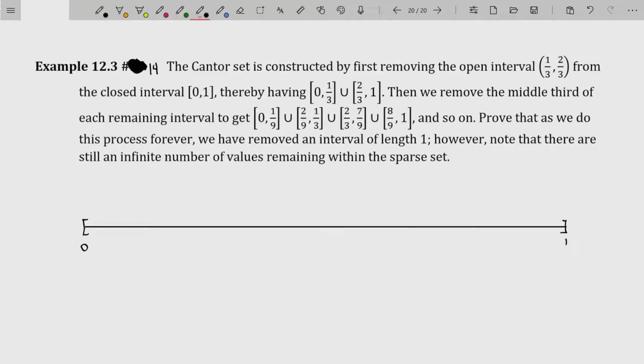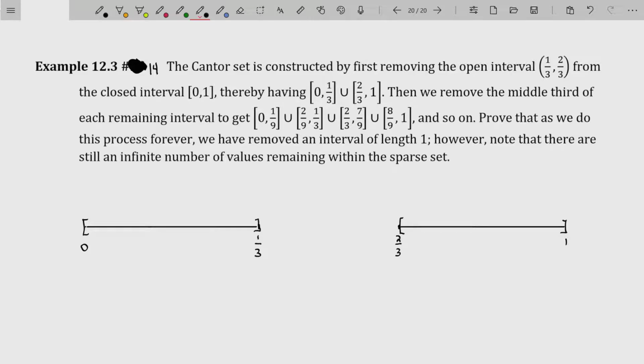So I'm going to remove the open interval from 1/3, which is probably around here, to 2/3, which is probably around there. So I'm going to call this 1/3 and this 2/3. And I hope you don't mind, but I'm going to go ahead and try to remove that. There we go. I actually successfully did that. So I've removed the open interval, which means that we have a closed interval from 0 to 1/3, and then a closed interval from 2/3 to 1.